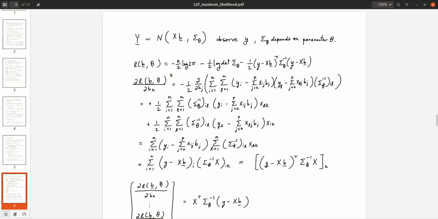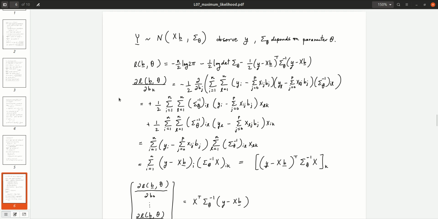So here's the log likelihood. Minus n over 2 log 2 pi. You have the log determinant of the covariance matrix, and then you have this quadratic form. So this should all look familiar. The only difference here is we're plugging in this more general form for the covariance matrix.